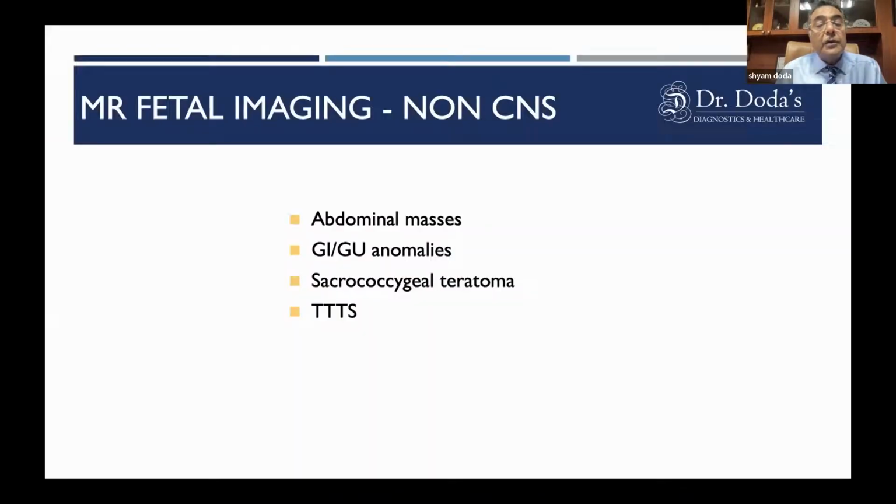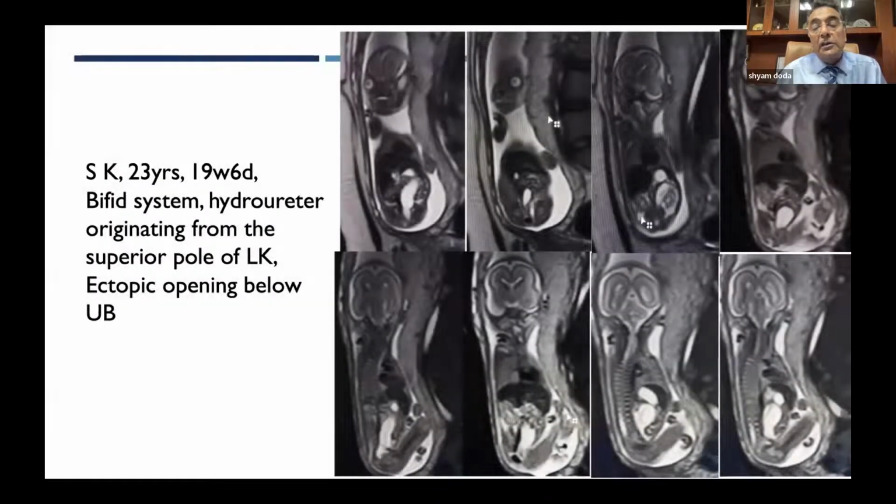So now coming down to abdomen, let's see one of the common areas where the abnormalities occur, and that is the urinary and genitourinary system. So this was a 19 weeks, 6 days patient, pregnant female.